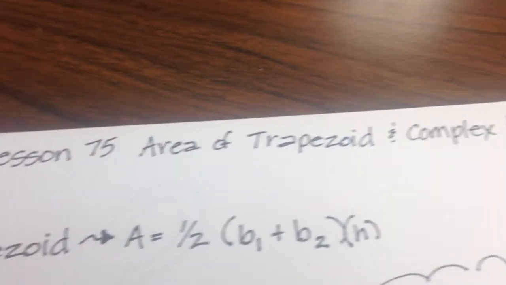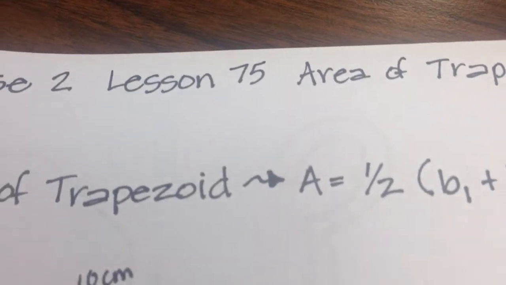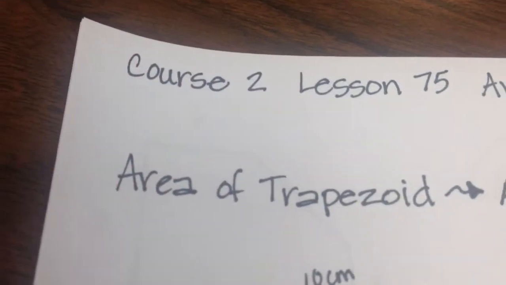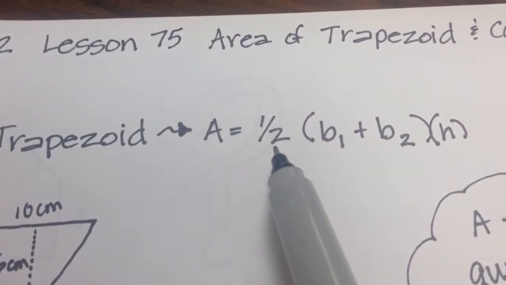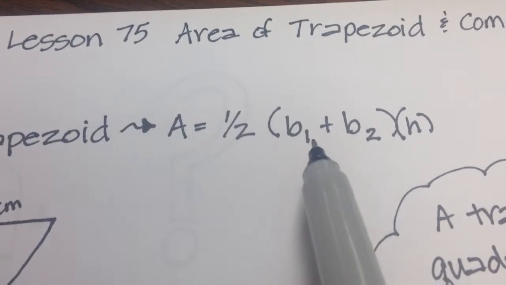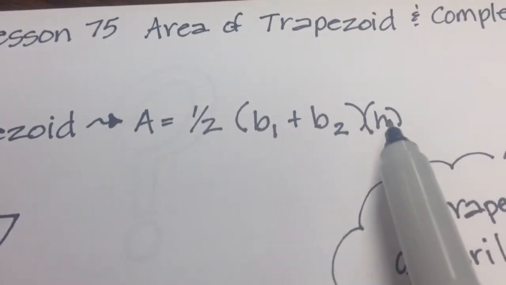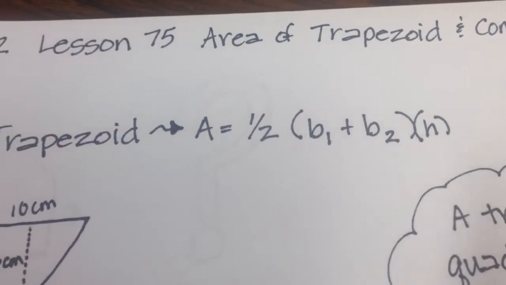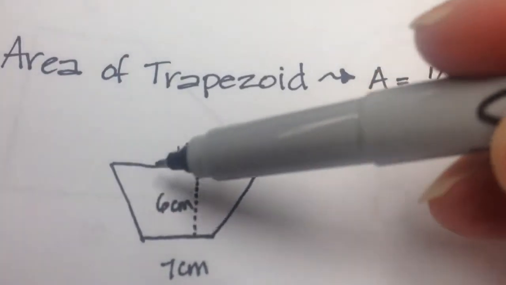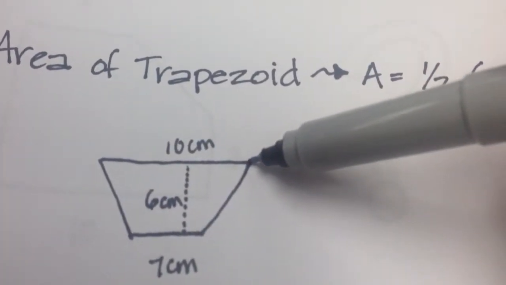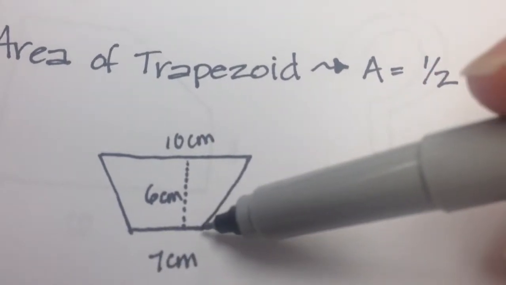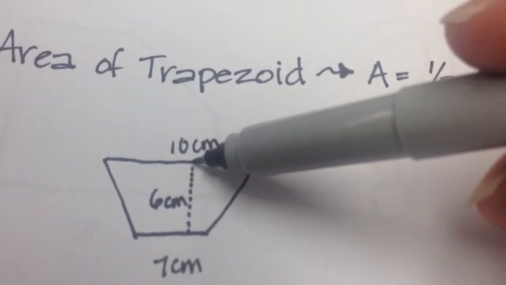Don't get scared. The formula for the area of a trapezoid is half times base 1 plus base 2, times height. Okay, don't get scared. 10 centimeters, that is base 1. 7 centimeters, that's base 2. 6 centimeters is our height.